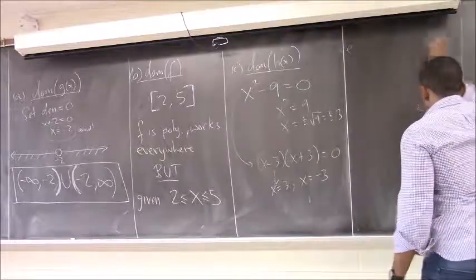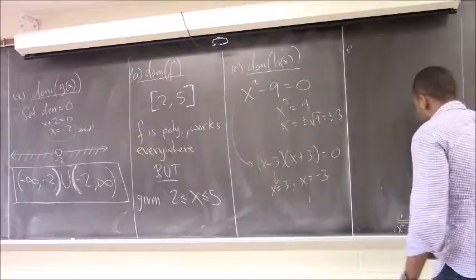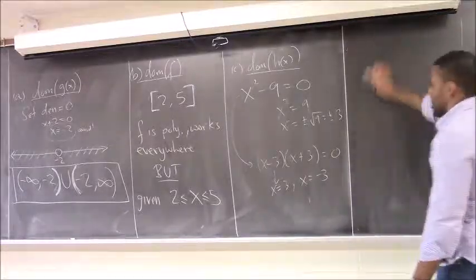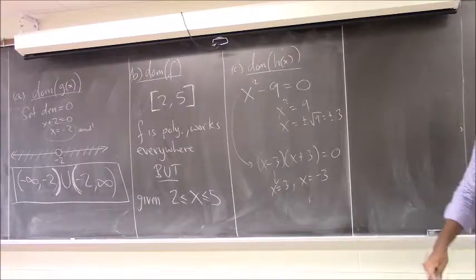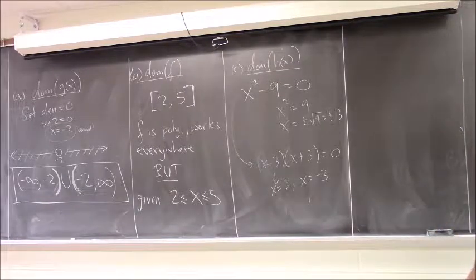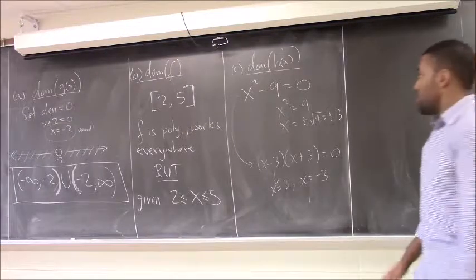Okay, so now what? How do I use that to get to the domain? How would I write it down? Negative infinity, comma, negative 3 in parentheses, union, negative 3, comma, 3, union, 3, comma, infinity. Yeah, that is correct.